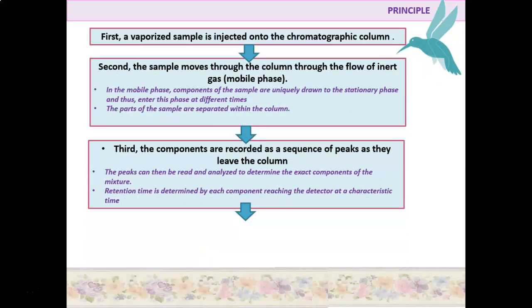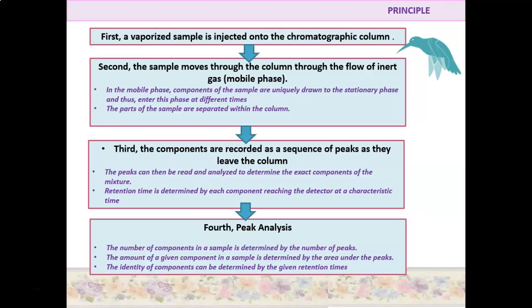Okay, the real process during gas chromatography. First, a vaporized sample is injected onto the chromatography column. Of course, you need to set the temperature first, especially considering the boiling point of the material; the temperature must not exceed the boiling point of the material. Second, the sample moves through the column through the flow of inert gas, which is the mobile phase. In the mobile phase, components of the sample are uniquely drawn to the stationary phase and thus enter this phase at different times, and the parts of the sample are separated within the column.